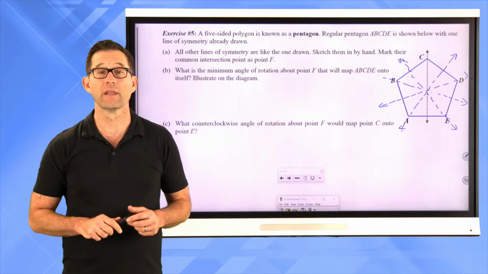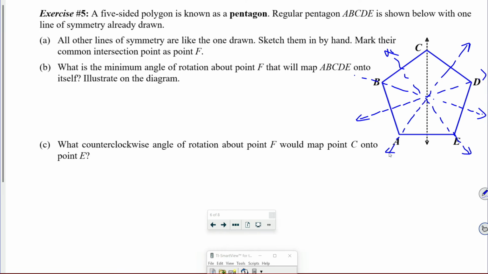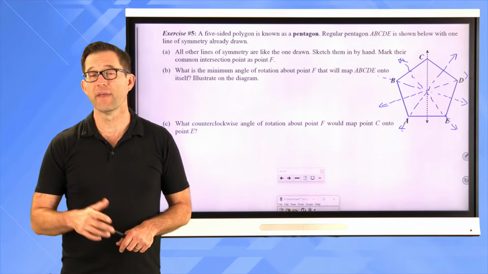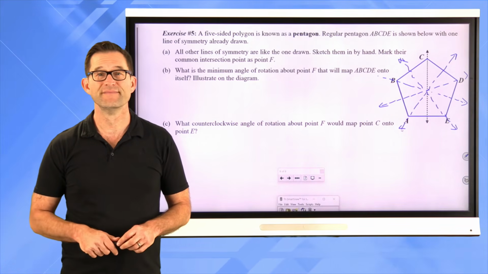All right, let's take a look at letter B. What is the minimum angle of rotation about point F that will map A, B, C, D, E onto itself? Illustrate on the diagram. Awesome. Well, why don't you go ahead and do this, and then we will talk about it.